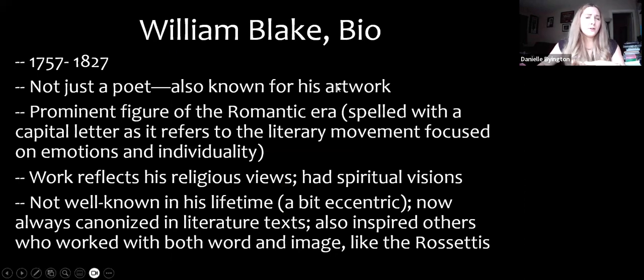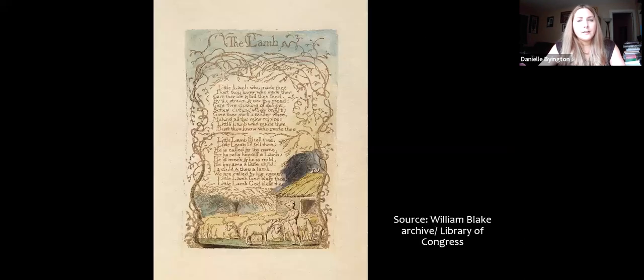So as far as William Blake's biography goes, one of the most important things you need to know about him is that he's not just a writer, he is also known for his artworks. He worked as an engraver, and let me go ahead and give you an example here. So here is the illustration that accompanies his poem, The Lamb, in his poetry collection, Songs of Innocence.